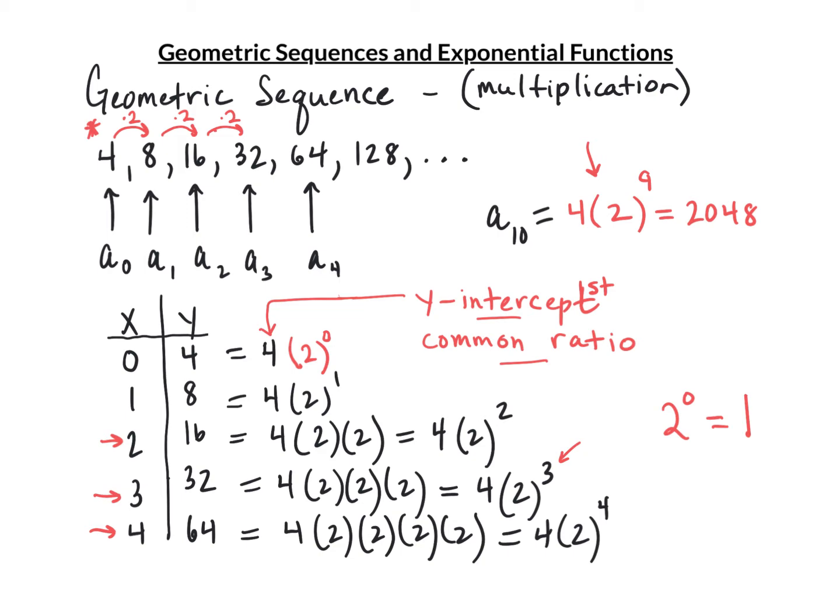Look at the patterns in this table. 4 is what we started with. Every one of these starts with a 4. 2 is what we multiplied by. It was the common ratio. And then we went to the power of x, where x is the number of times we multiply by 2 to get that number in the position in the sequence, knowing that we called our first term a sub 0.